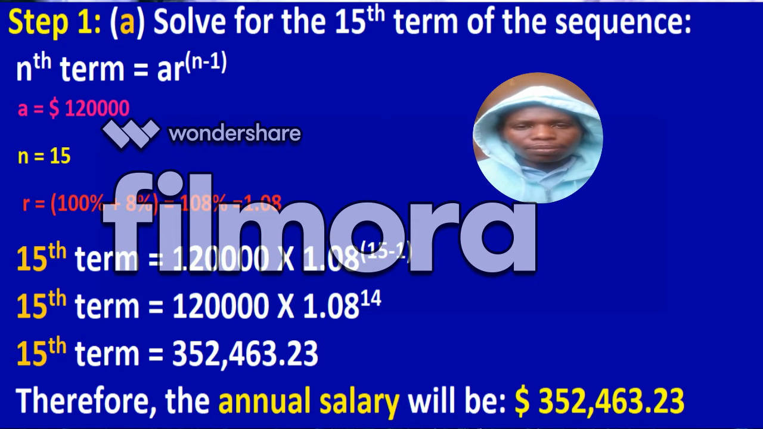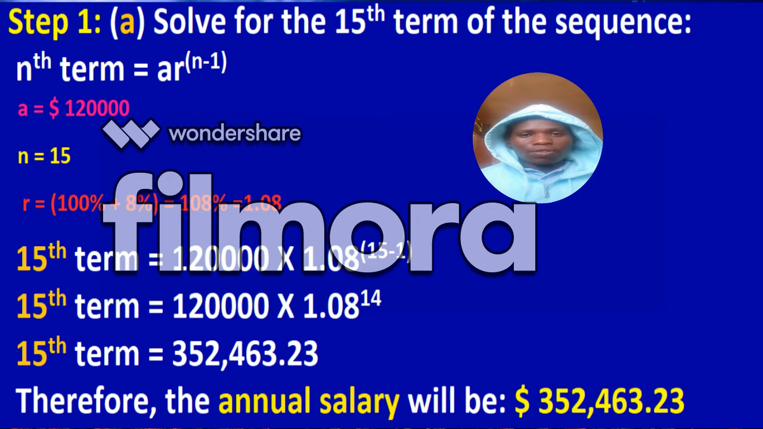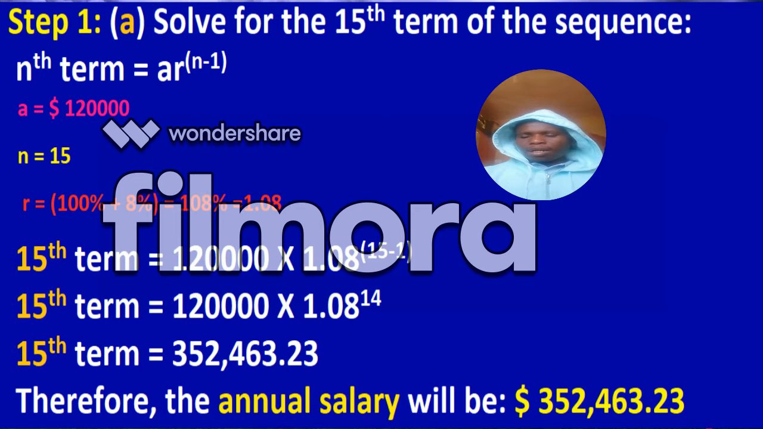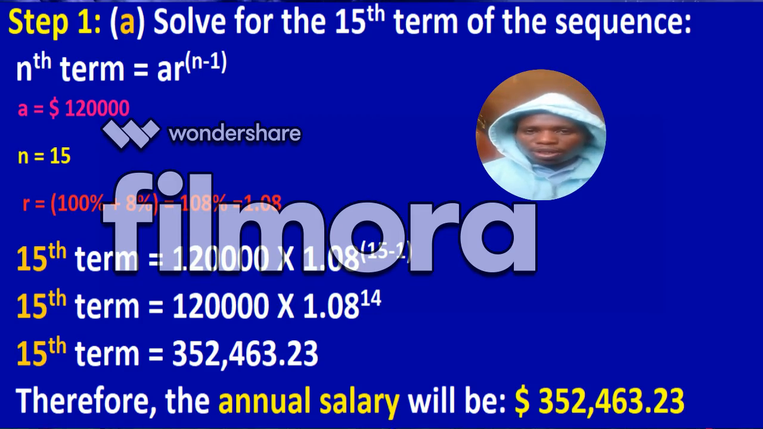nth term, or n subscript 15, equals A, which is 120,000, times R, which is 1.08, raised to power n, which is 15 minus 1. So that will be 120,000 times 1.08 raised to power 14. You are going to end up with the answer to be 352,463.23.